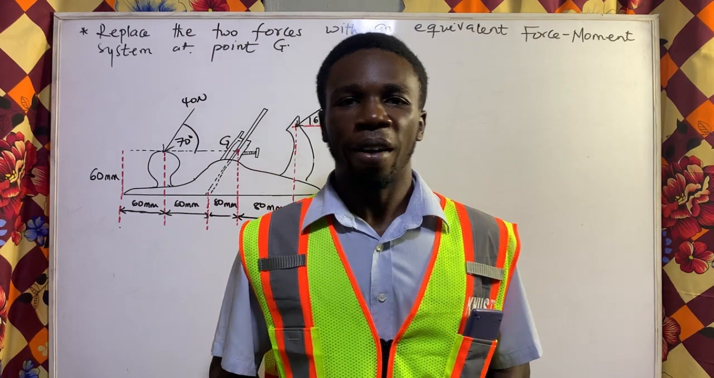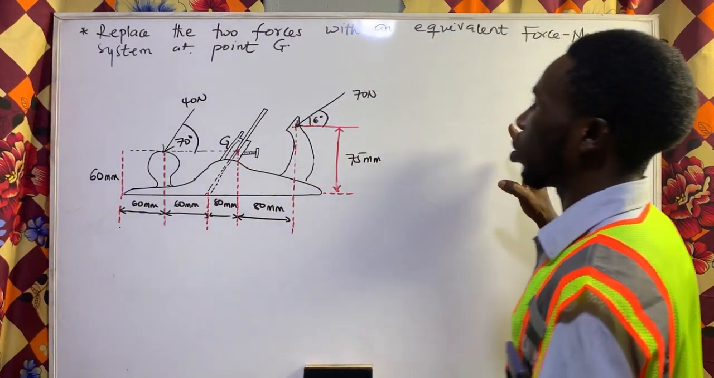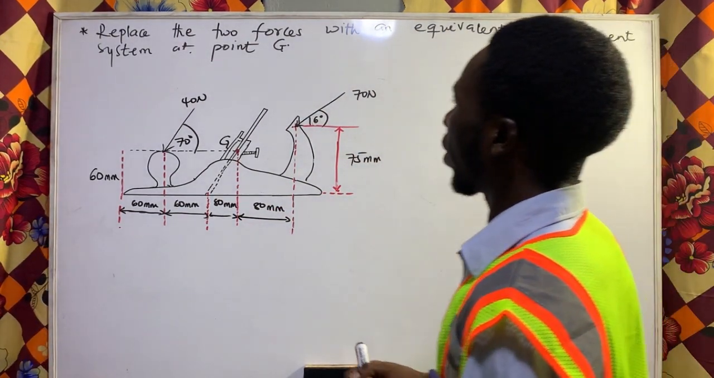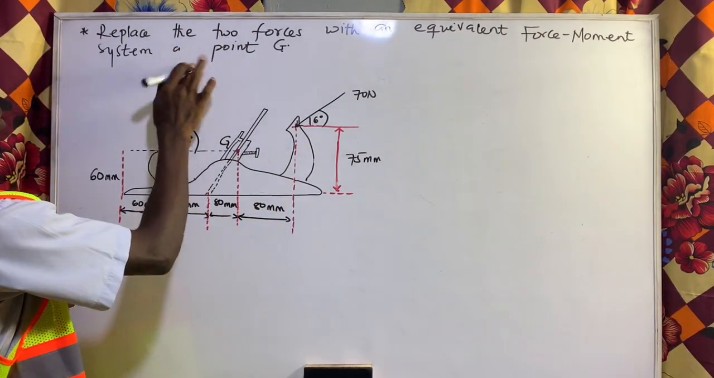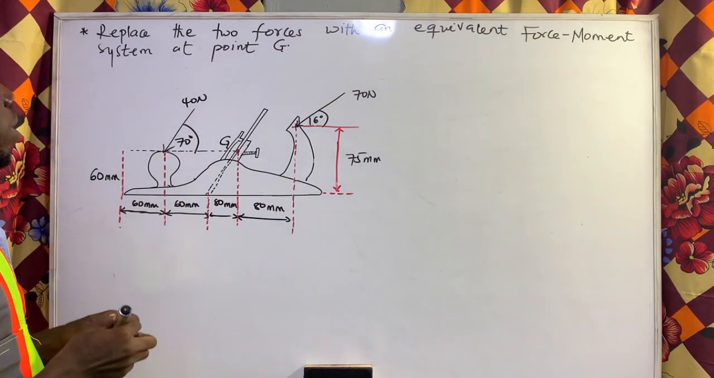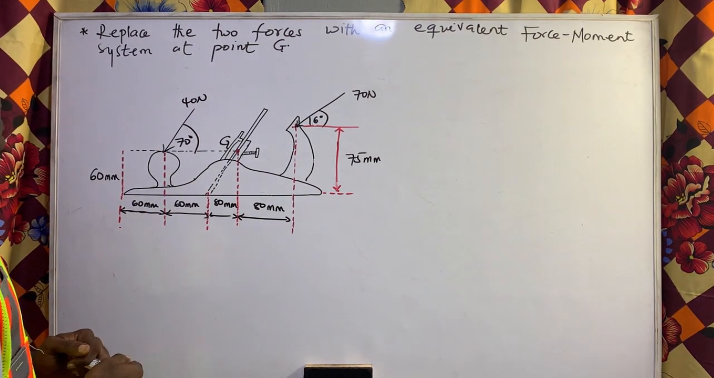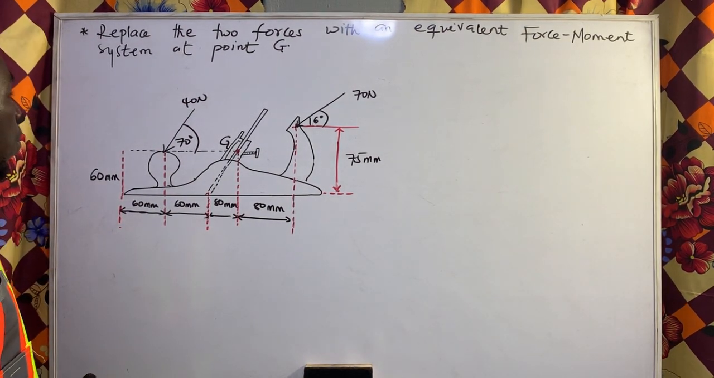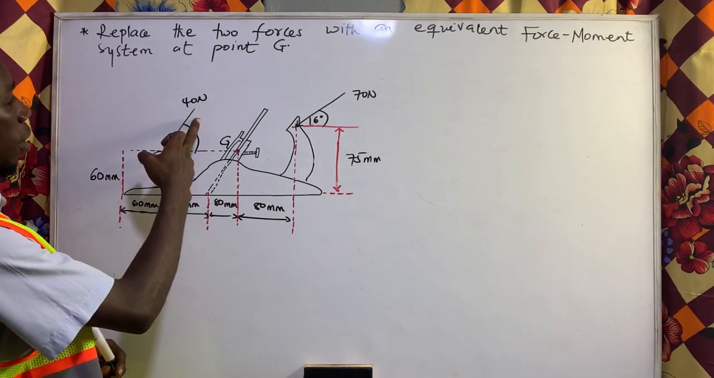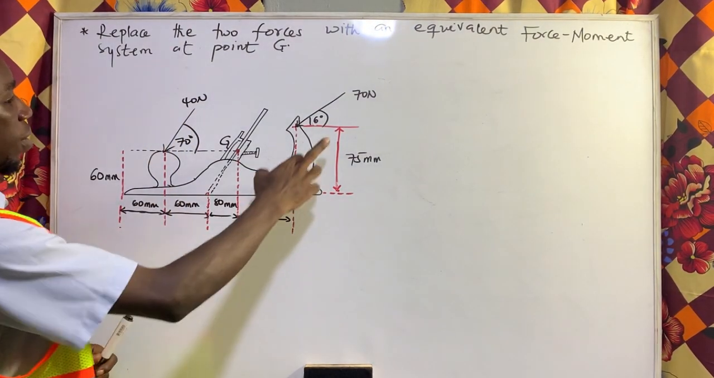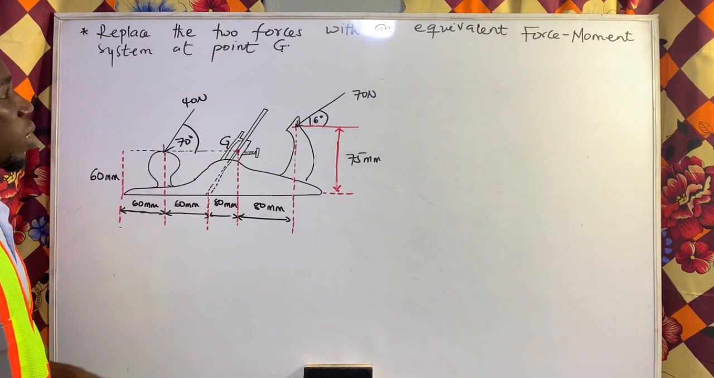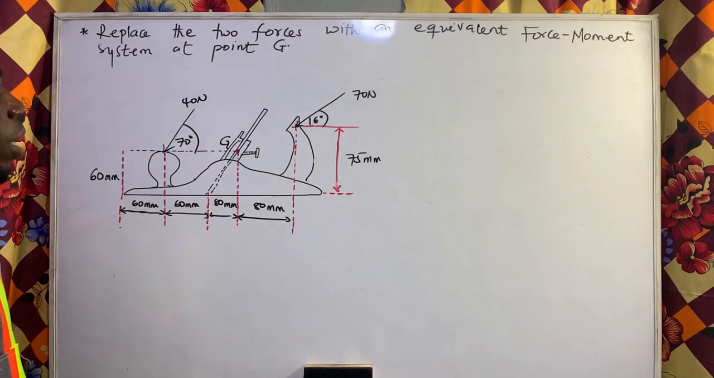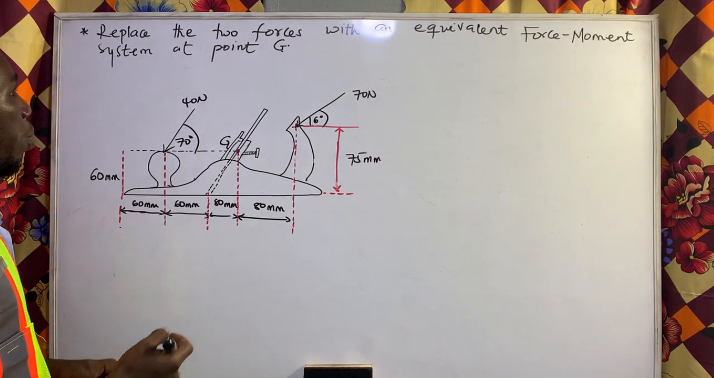In this video, I have this question on a board that you're going to solve. The question says, replace the two forces with an equivalent force moment system at point G. So we have the 40 newtons force here and then the 70 newtons force here. We need to replace these two forces with an equivalent force moment system at point G.